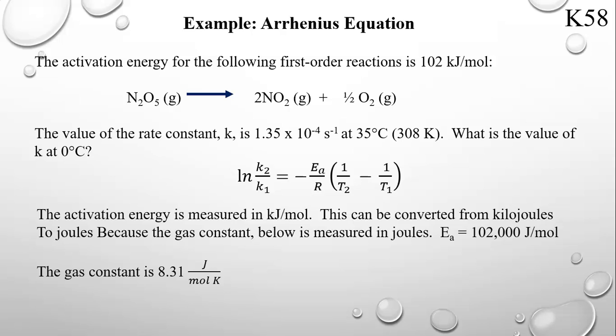There's two gas constants. The one we use with PV equals nRT is 0.0821 liter atmospheres per mole Kelvin. You can't use that one. Why? Because it doesn't have joules in it. So you have to do the conversion to use this one with joules, and it's 8.31 joules per mole Kelvin. It's the same gas constant, it's just expressed in different units.